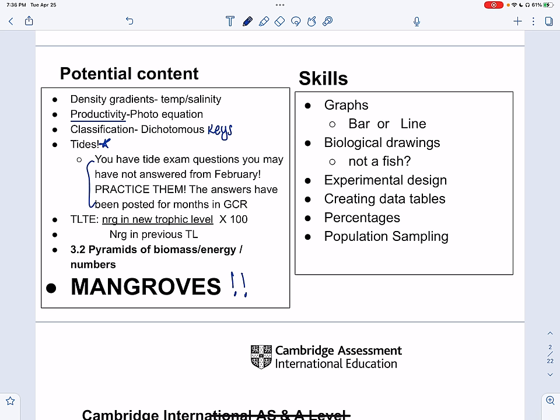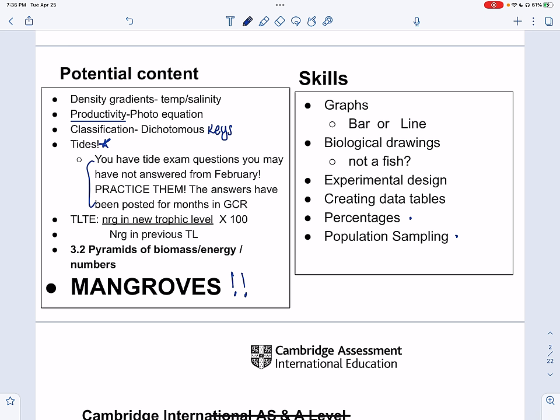Biological drawings, I'm not thinking it's going to be a fish because you guys already had to label the caudal fin and pectoral fin on your paper one, so they're not going to test you on the same content twice. Experimental design, creating data tables within that experimental design, or maybe even critiquing a data table that's given to you. There's your percentages again, and then population sampling. For population sampling, it's potentially going to be mark recapture, which you would hope for. It's definitely the easier of them.